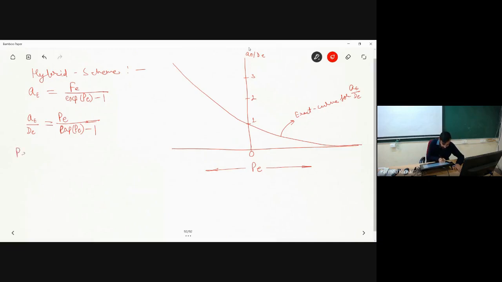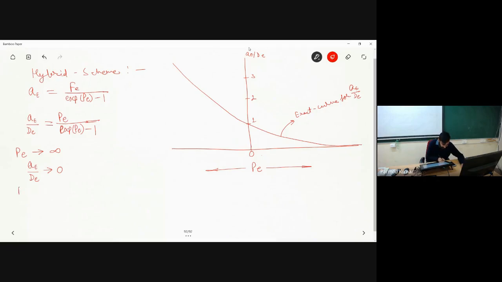So let us first consider when my Peclet number approaches infinity, what will be the value of AE by DE? When Peclet number approaches infinity, you substitute e power infinity, which will be very large. So that will make my AE by DE tend to 0. That is something we are seeing over here. In this direction our Peclet number is increasing, and when my Peclet number is large, the AE by DE value approaches 0.